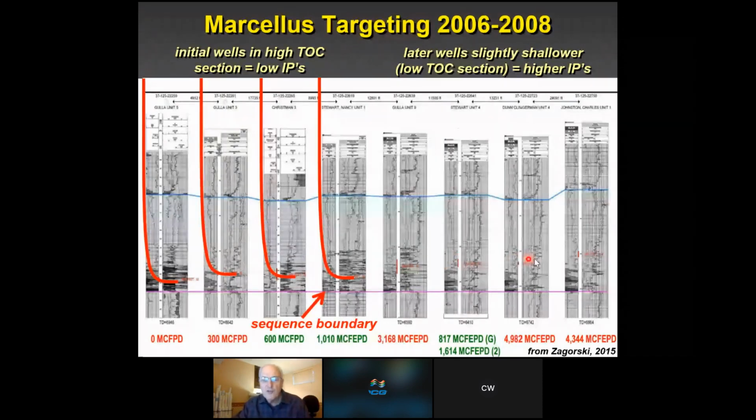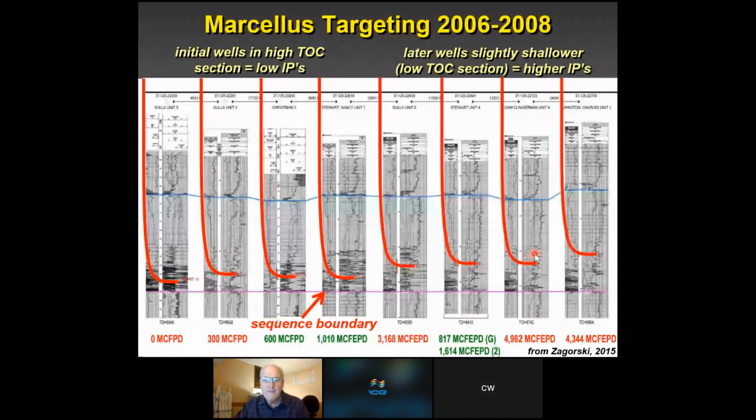So laterals were drilled up a little bit higher, out of that organic rich condensed section into the early high stand. And now look at the IPs. These became economic. Well, why was there such a difference? Just 20 or 30 feet.